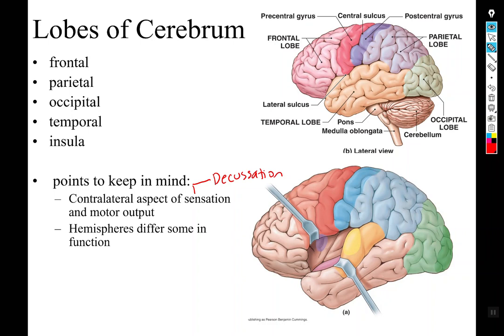Also, there are some cases, they're not very common, but they do exist, where the hemispheres differ a little bit in function. So, for example, speech and language centers are usually on the left hemisphere, not on the right. Not always, but often.